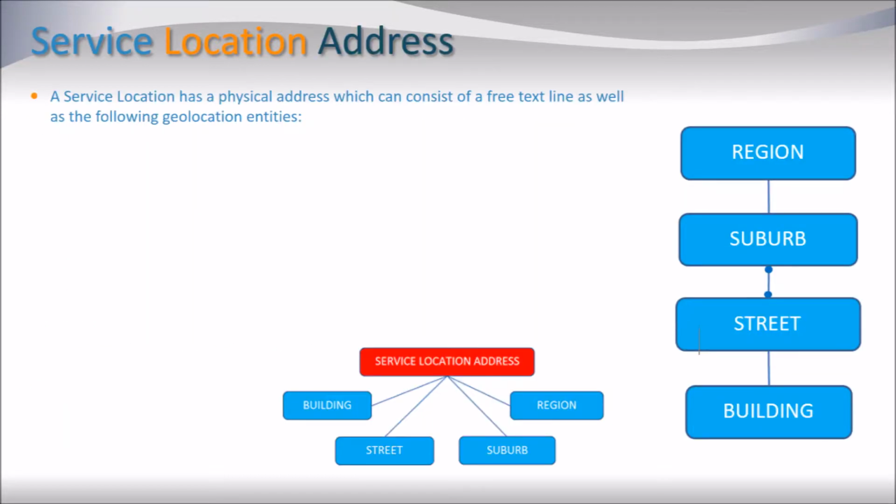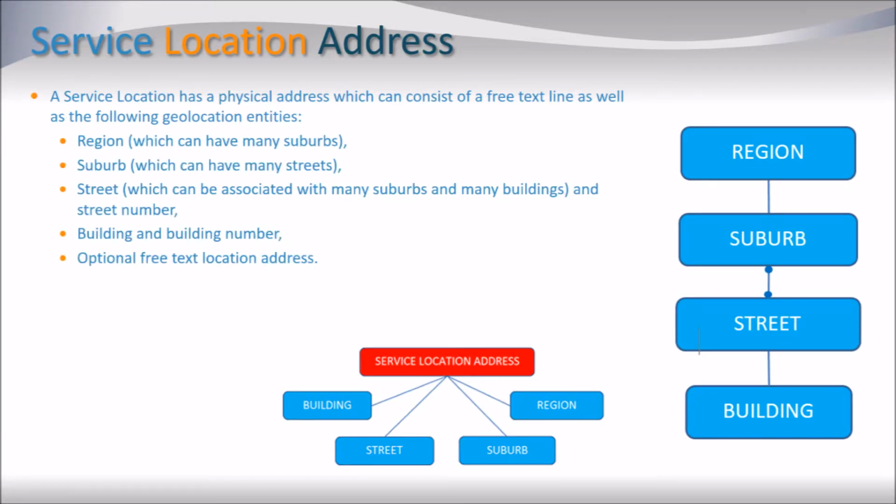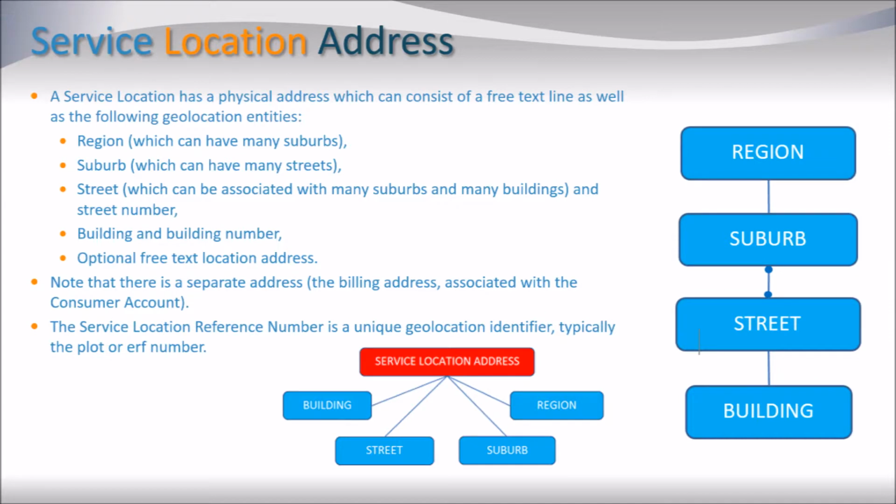A service location has a physical address, which consists of a free text line as well as the following geolocation entities: a region, which can have many suburbs, a suburb, which can have many streets, a street, which can be associated with both many suburbs and many buildings, as well as a street number, a building and building number, and as I've said, an optional free text location address. Note that there's a separate address, the billing address, which is associated with the consumer account. The service location reference number is a unique geolocation identifier, typically the plot or earth number.